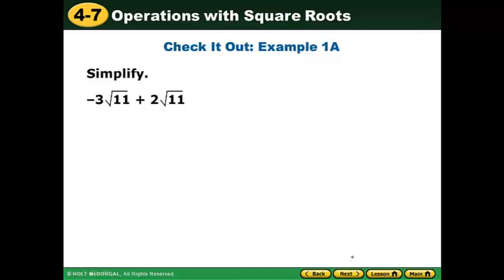Okay, here's another example. This one will be very easy. Go ahead and try it yourself. Pause. Come back and get the answer.